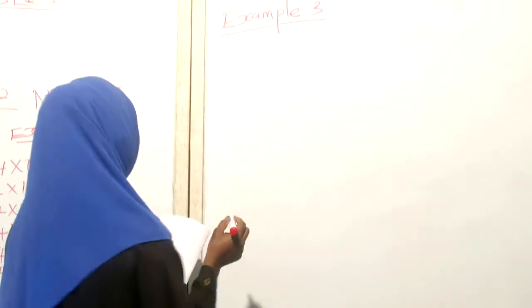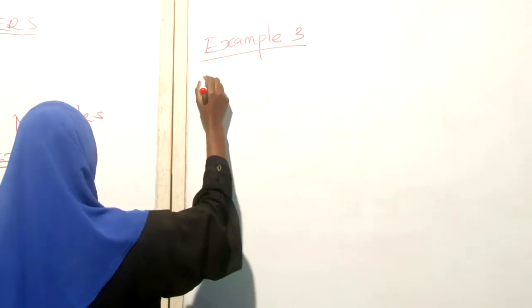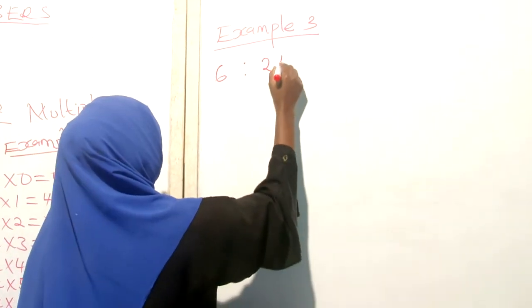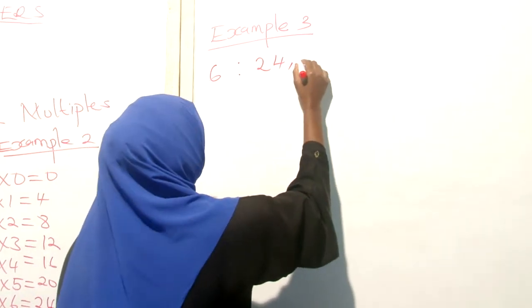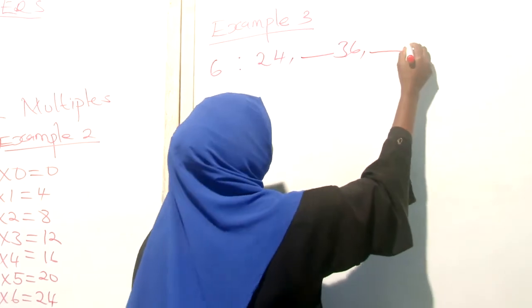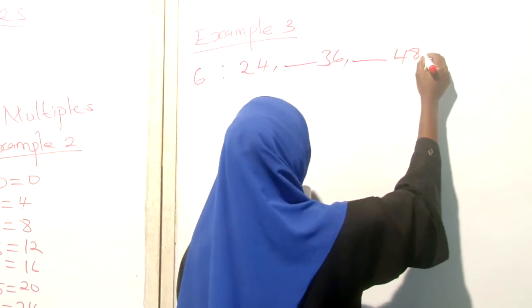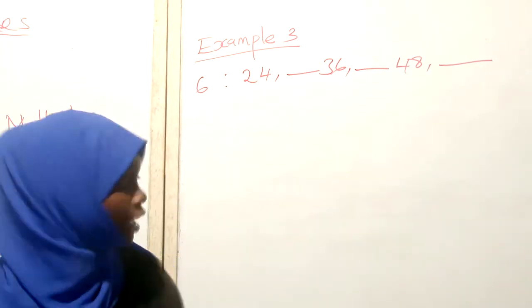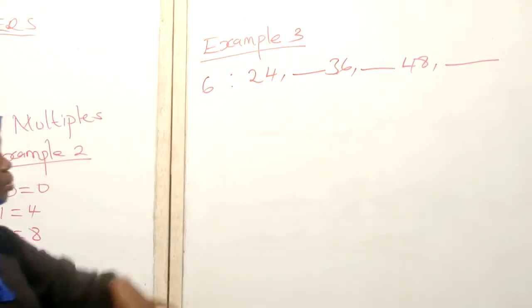Fill in the missing multiples. So the number is 6. We have been given 24, then a dash, then 36, and then 48, and so we are asked to fill in the missing multiples.